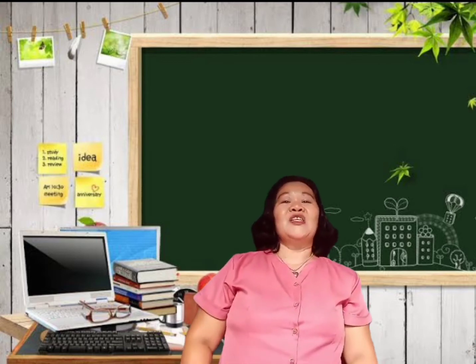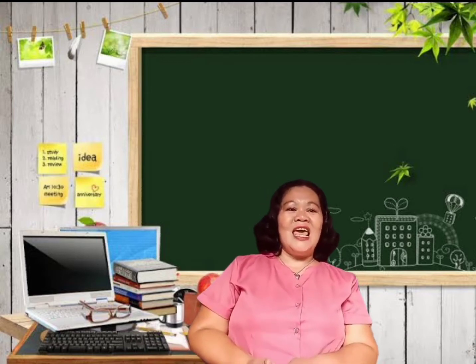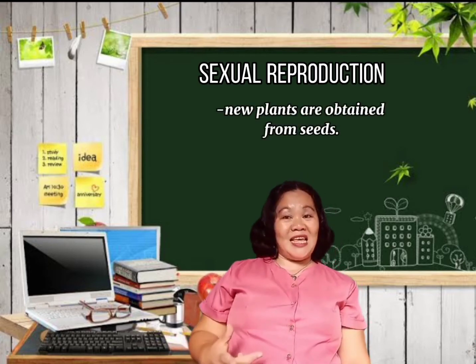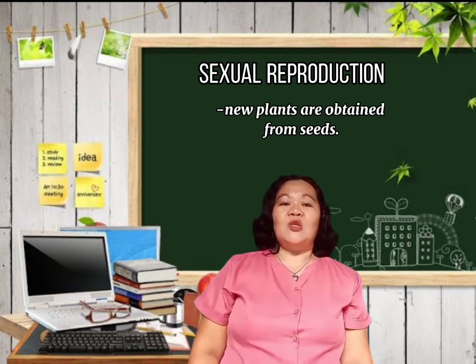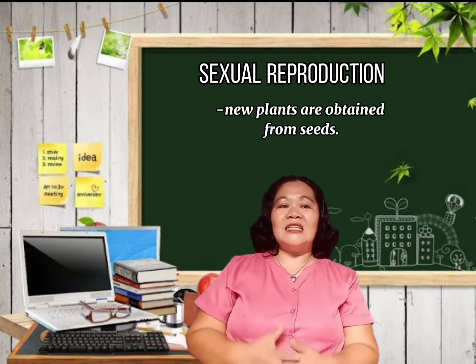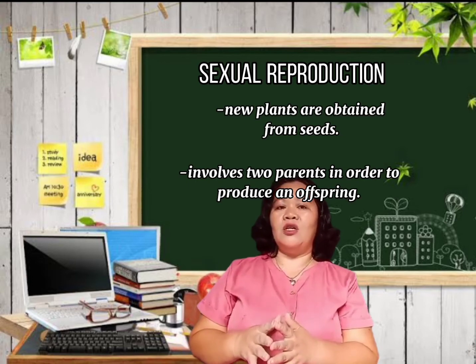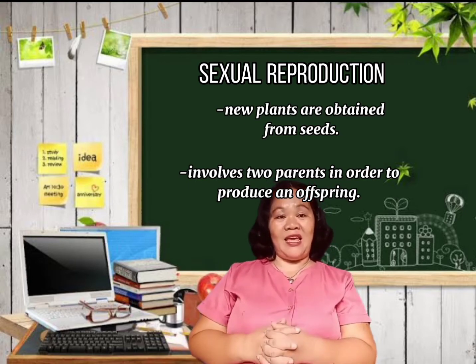Okay, so sexual reproduction. In sexual reproduction, new plants are obtained from seeds. Sexual reproduction is a type of reproduction that involves two parents in order to produce an offspring.